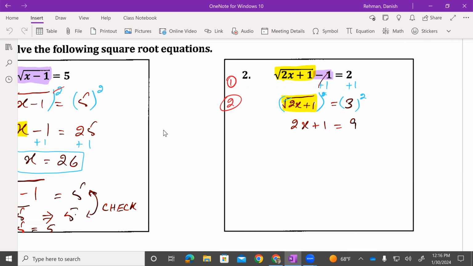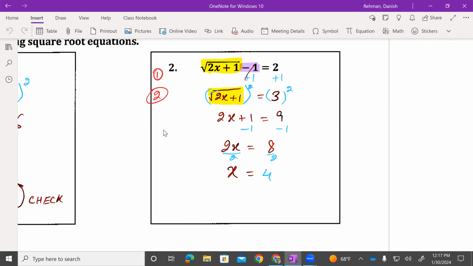Don't let me make any mistake. Keep it right. So we did 8. What's the next step now? What will be the x? Dividing on both sides by 2. What will I get? 4. That's my answer.